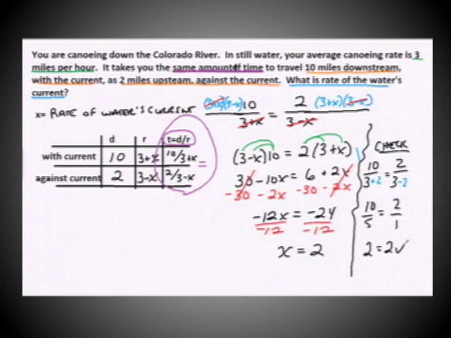Our final answer is the rate of the current is 2 miles per hour. You always want to make sure you answer in a complete sentence. This just shows your instructor that you understand what the meaning of your solution is.